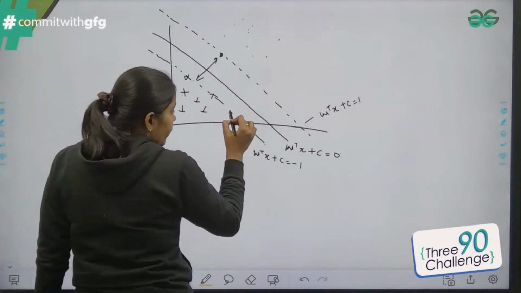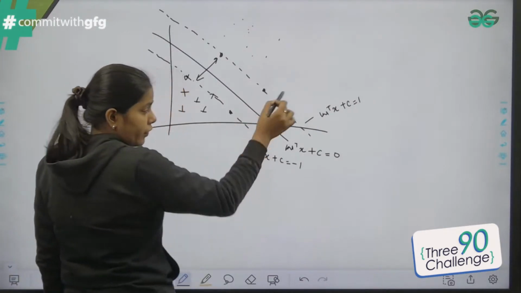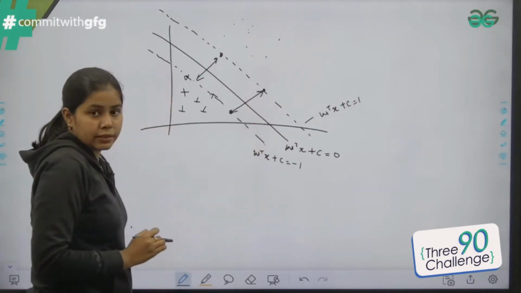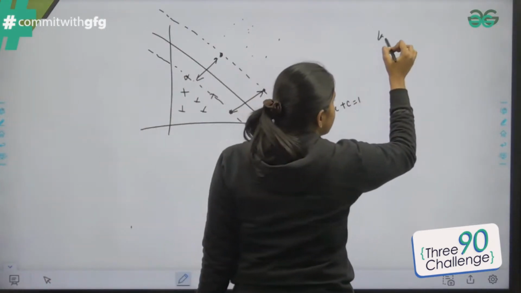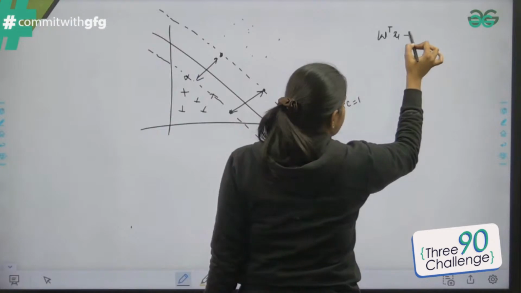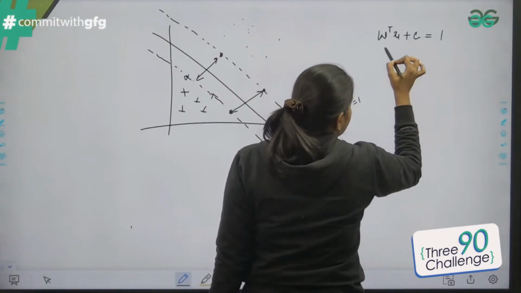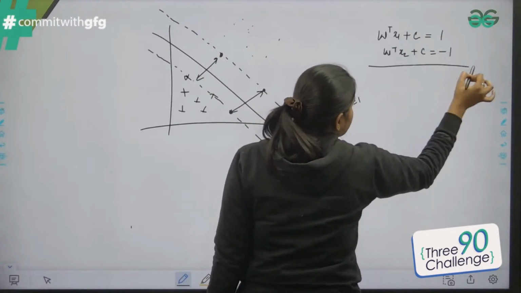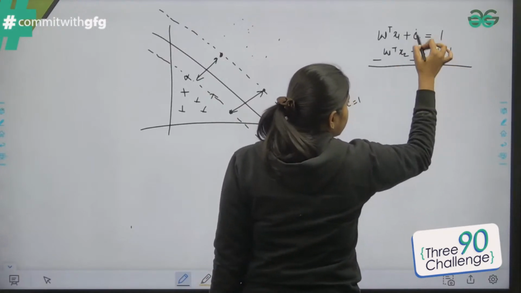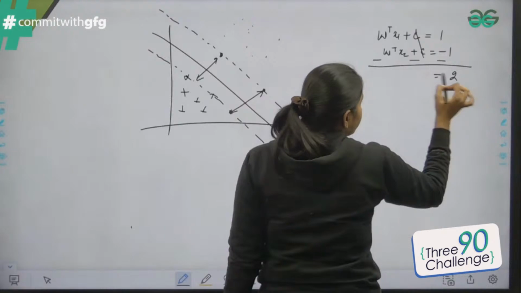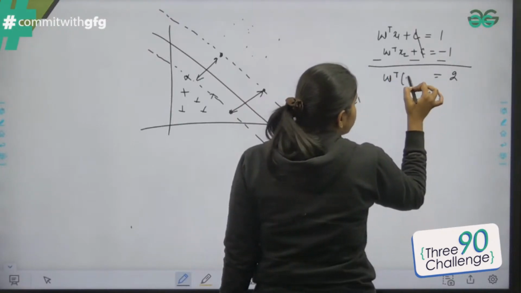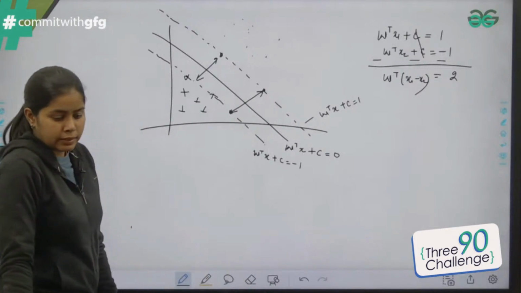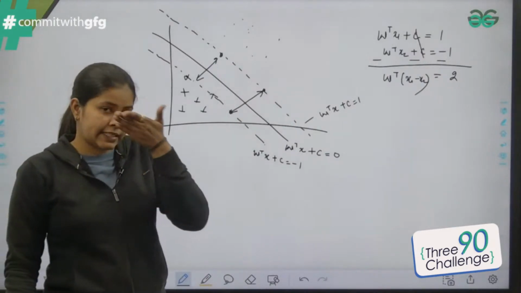Let's suppose this is a point x1, this is a point x2. If I have to find this distance, I'll subtract these 2 points, right? So can I write this as W transpose x1 plus c equals to 1, and W transpose x2 plus c equals to -1. And if I subtract this, what would I get? It would become 2, and it would become W transpose (x1 minus x2). Right? This is a distance.